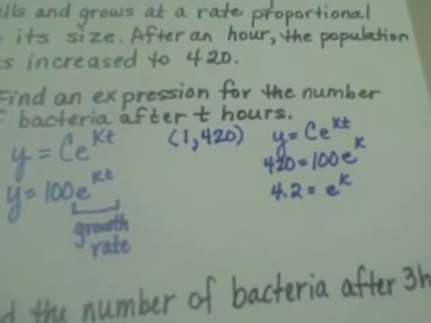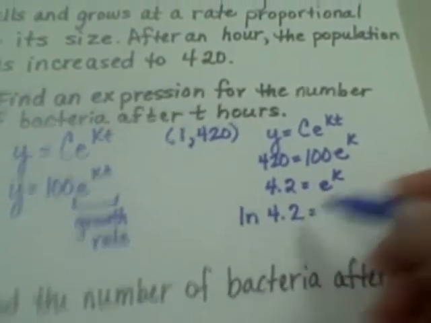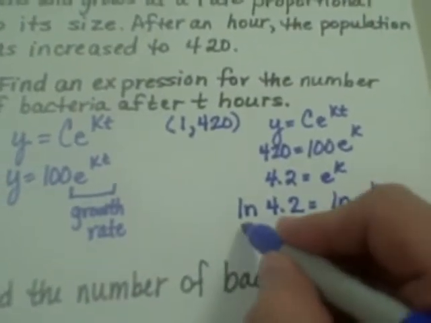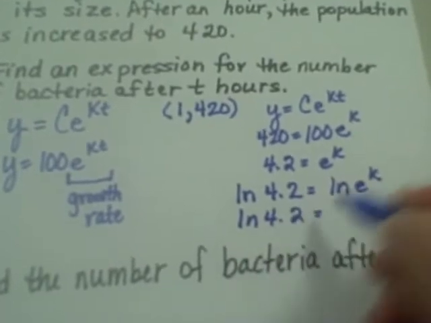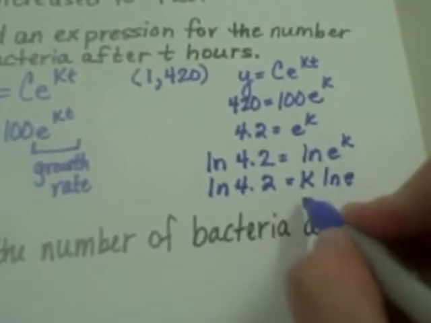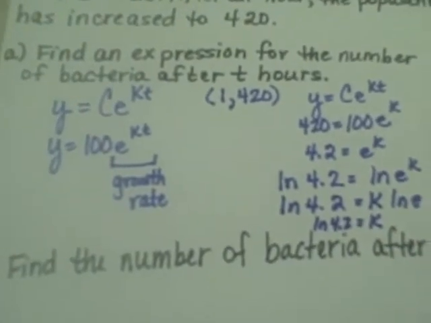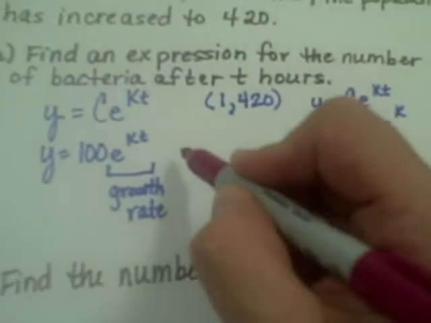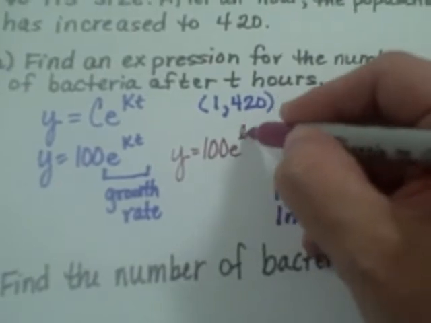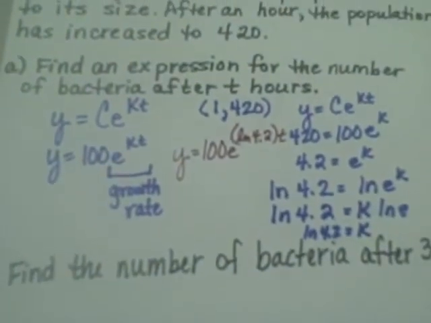In order to get the k out of the exponent, we're going to take the logarithm of both sides. Notice that I'm using the natural log since it is the inverse of the e function. So now I've got the ln of 4.2 equals k ln of e, and since the ln of e is 1, we know that k is the ln of 4.2. Now we have the equation. We know what c is, we know what k is, so our equation for our bacteria culture is y equals 100 e to the ln of 4.2 times t. This satisfies A.